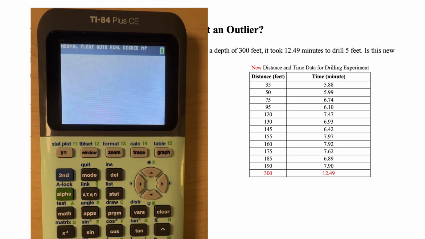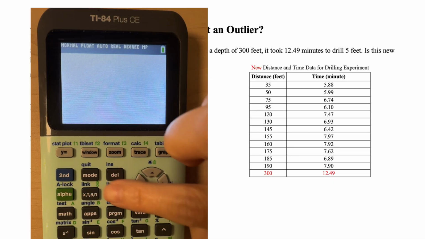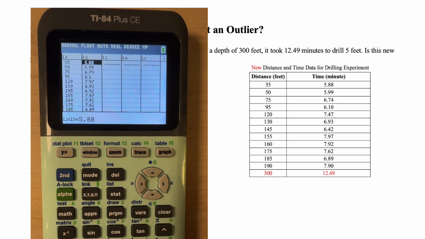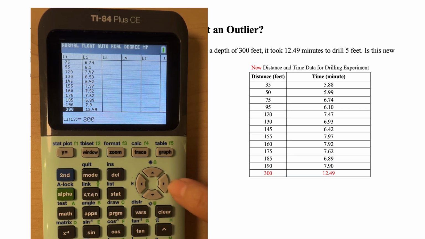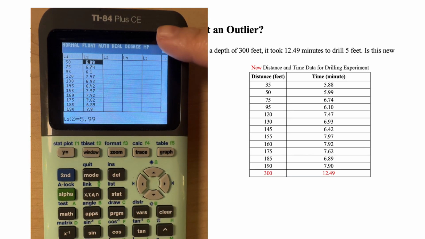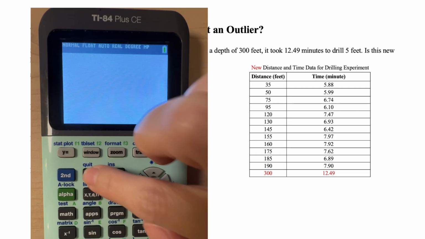First, we'll need to enter the data into the calculator. Press Stat, Edit. I enter the distances in L1 and the times in L2. To get out of the screen, I press Second, Quit.